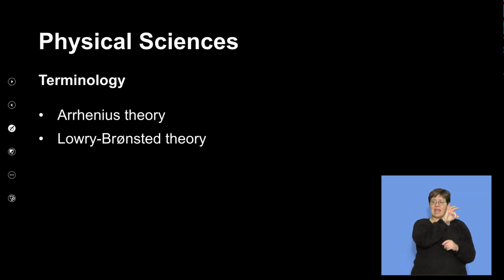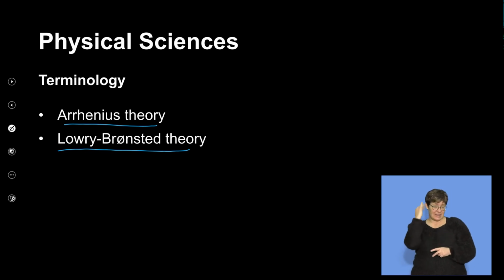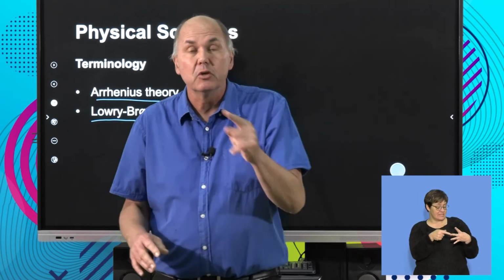So there are 2 main theories. There's Arrhenius' theory and Lowry-Bronsted theory. You need to know these 2 theories. And I can almost guarantee you that one of these definitions is going to come up from one of the theories. So there are 4 things you need to know. What is an acid? What is a base? According to these 2 theories.